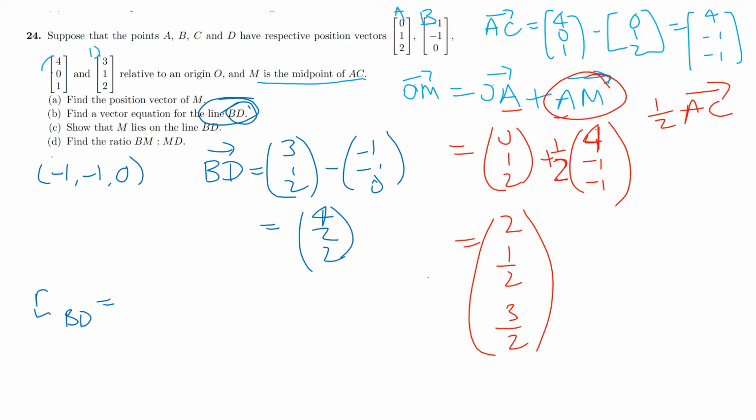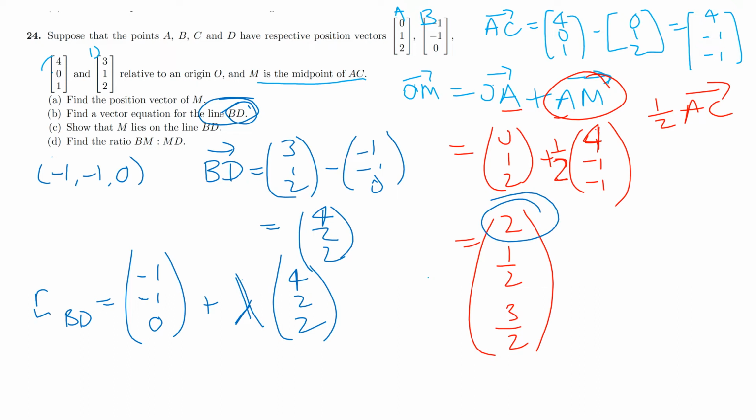So once we've got the direction, then we've got the line. This line BD goes through a point. It doesn't matter which point, the B or the D here. We know they both lie on the line. And then some scalar of the direction. And the direction is 4, 2, 2. Just like so. Then if it says show that M lies on the line BD, then we've just got to find what the scalar would be in order to give us that M. So remember, here's M.